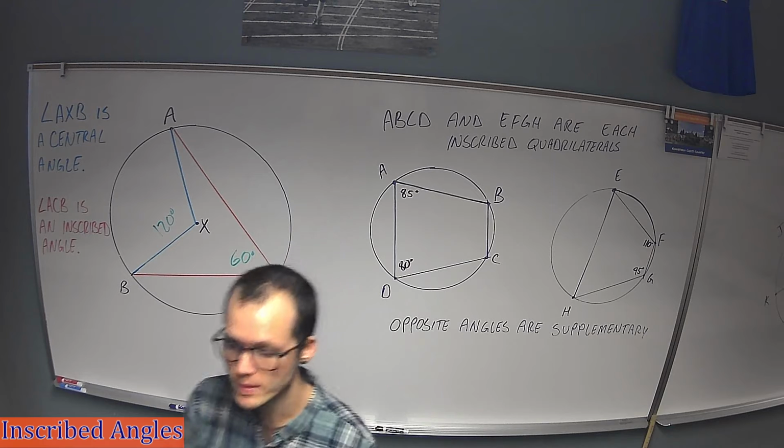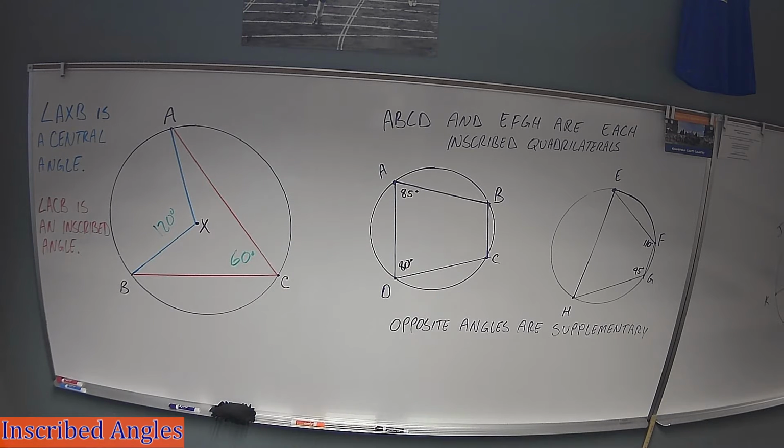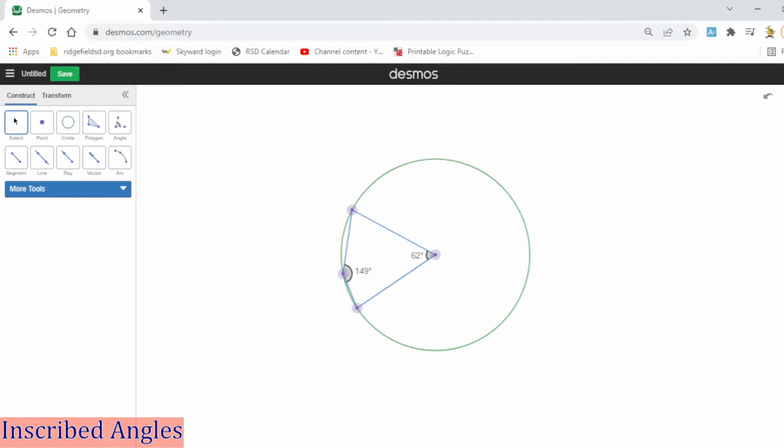Okay, I want to show you something on Desmos real quick, and what we're going to see here is really just more of the same. So say we have this circle here. We have a central angle of 62 degrees and then an inscribed angle of 31 degrees. Well, that makes sense. It's exactly half. Something kind of neat about this is if I move this point along the major arc, it's always going to be 31 degrees, no matter where it goes.